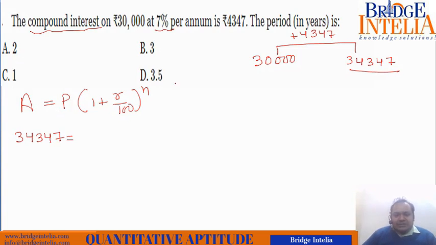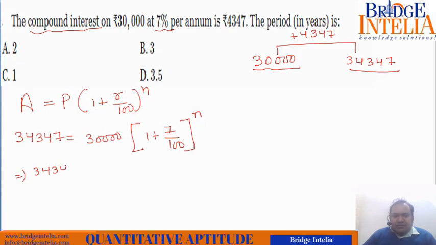34347 is equal to principal. What was the principal amount deposited? 30,000. So this is equal to 30,000 into 1 plus, what is the rate? Rate is equal to 7, 7 by 100. The question is, how many years? We don't know the value of n, and this is what we are trying to find out. So let's solve this. 34347 divided by 30,000 is equal to 107 by 100 to the power n.